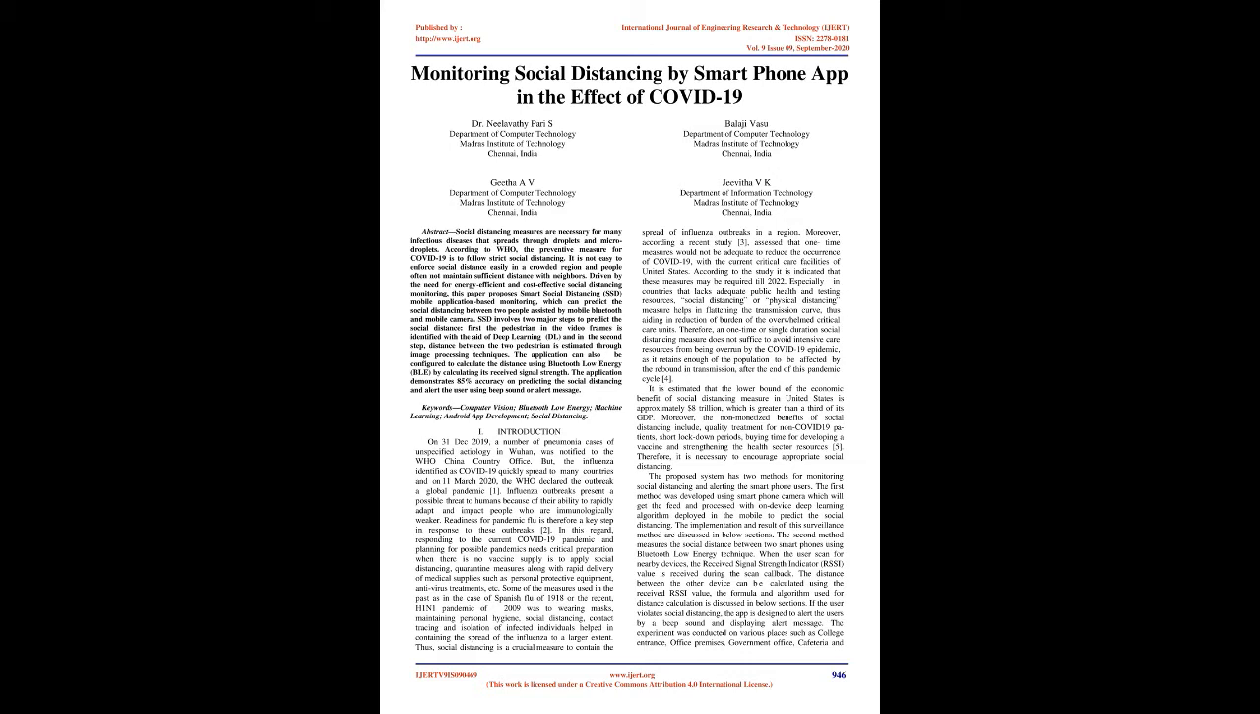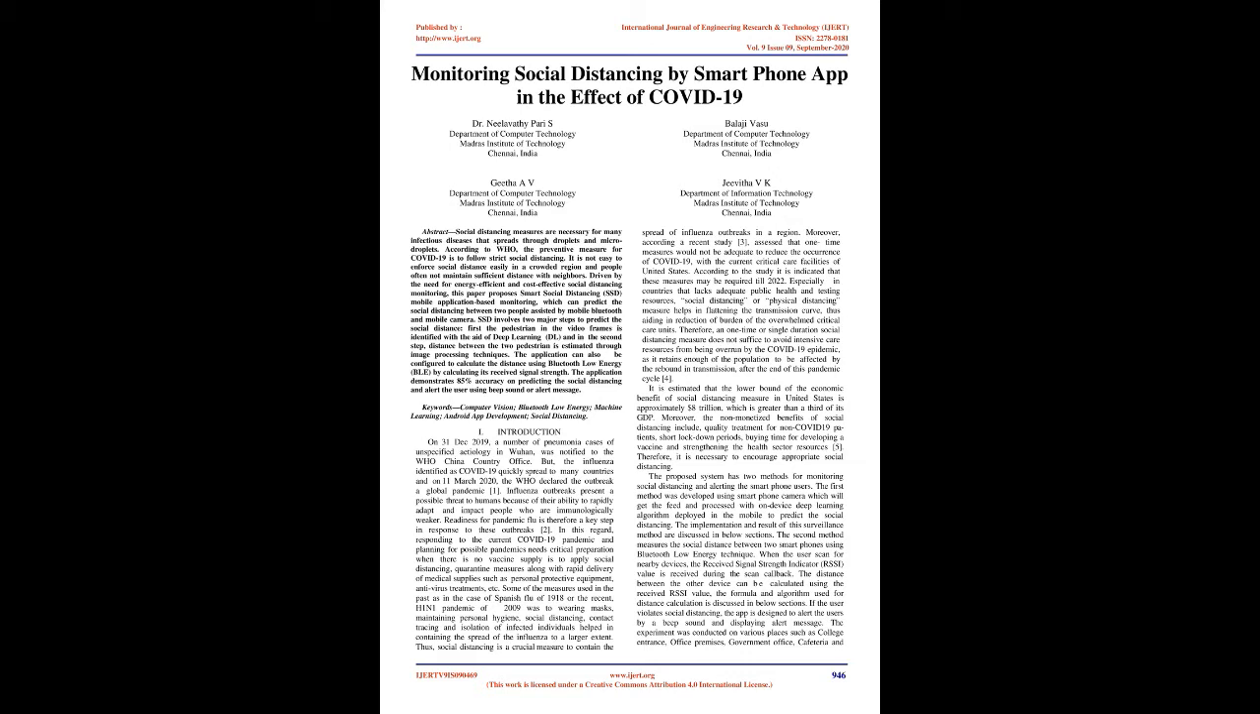with neighbors. Driven by the need for energy-efficient and cost-effective social distancing monitoring, this paper proposes Smart Social Distancing, SSD, a mobile application-based monitoring, which can predict the social distancing between two people assisted by mobile Bluetooth and mobile camera. SSD involves two major steps to predict the social distance. First, the pedestrian in the video frames is identified with the aid of deep learning, DL, and in the second step, distance between the two pedestrians is estimated through image processing techniques.